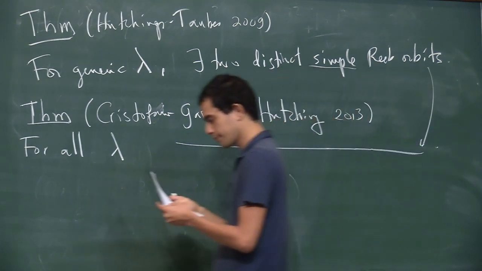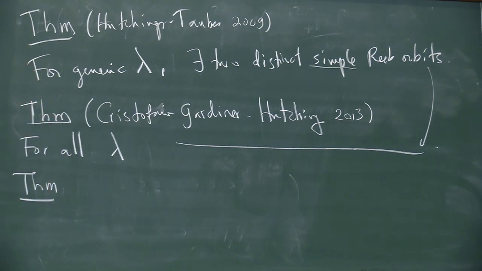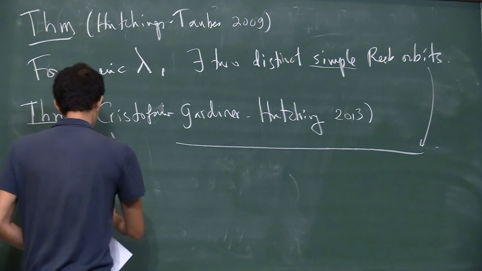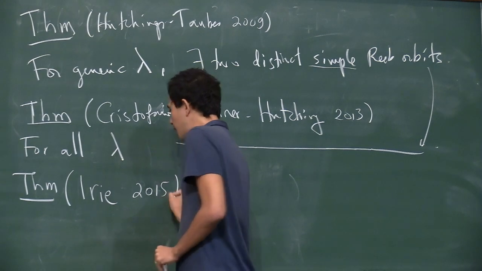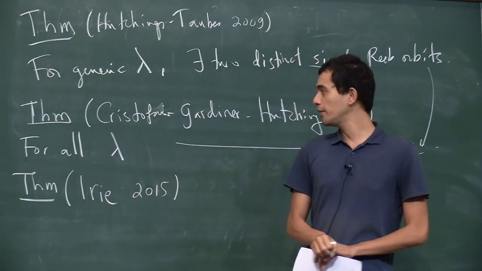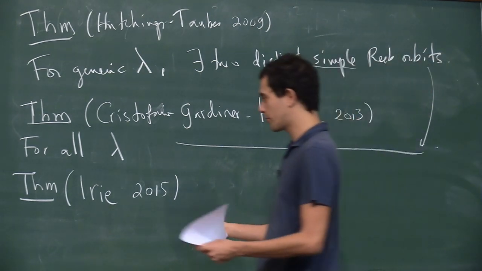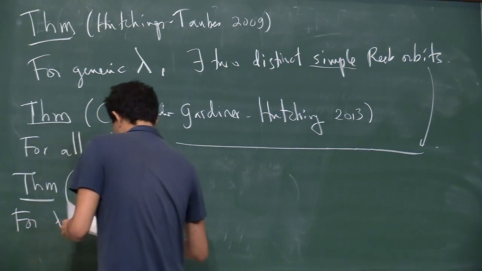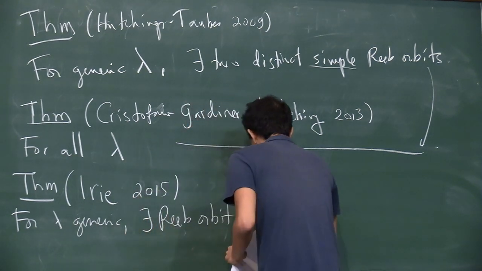And then the last statement that I want to make was a theorem that I thought was quite amazing, because I didn't know that much about dynamical systems before. K. Irie also used symplectic ECH capacities to show a C-infinity closing lemma. He showed, not only that there are two distinct simple Reeb orbits, but generically there are a lot of Reeb orbits. So what he showed is that for generic lambda, there is a Reeb orbit through almost every point.